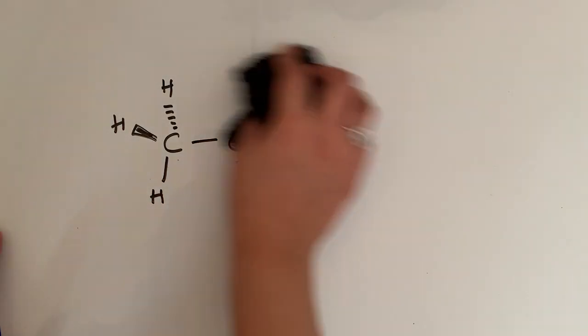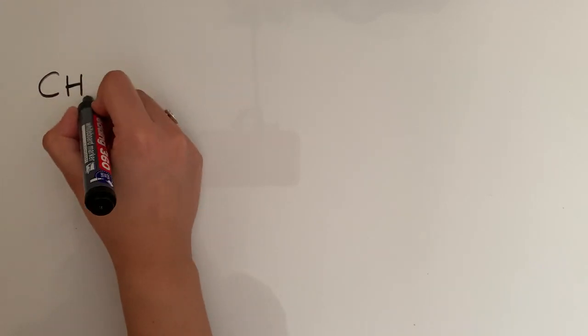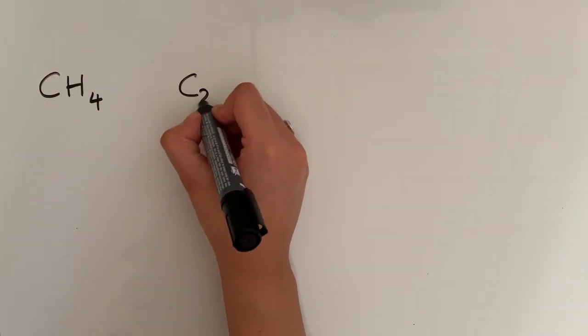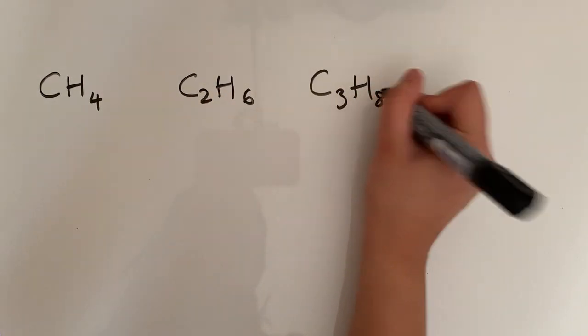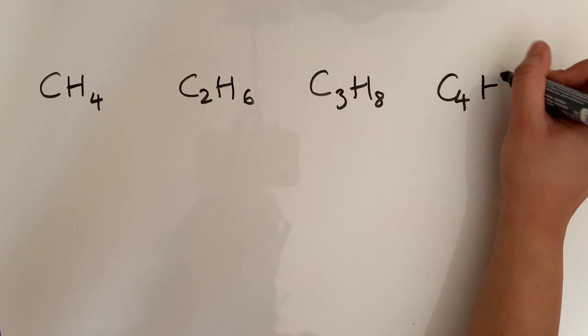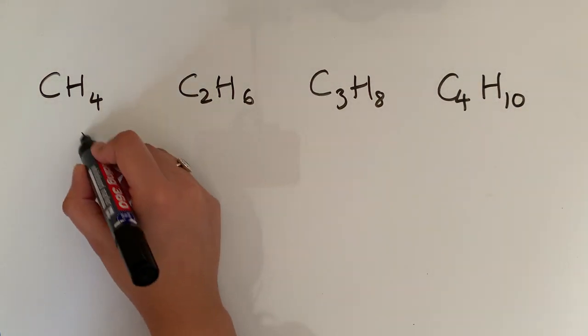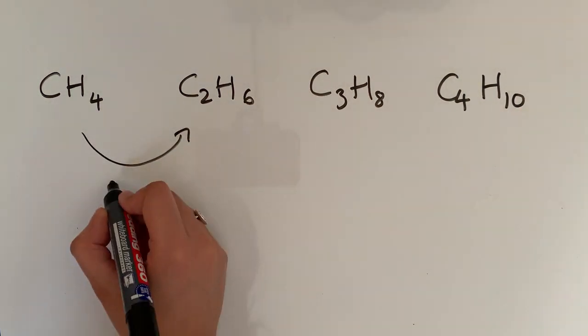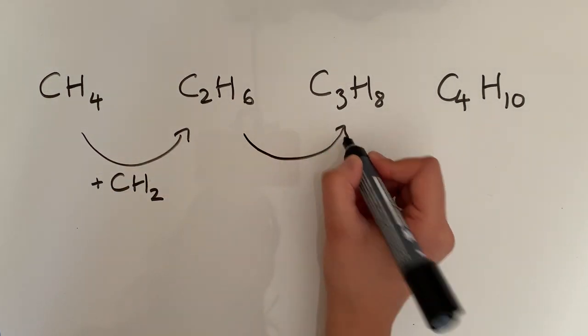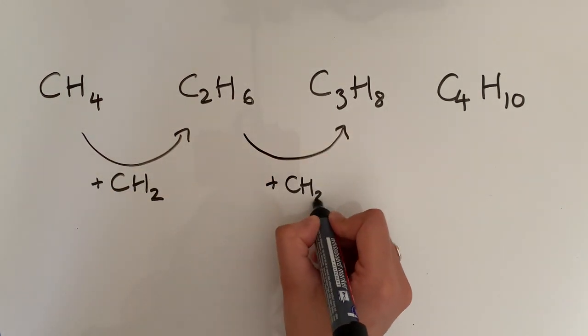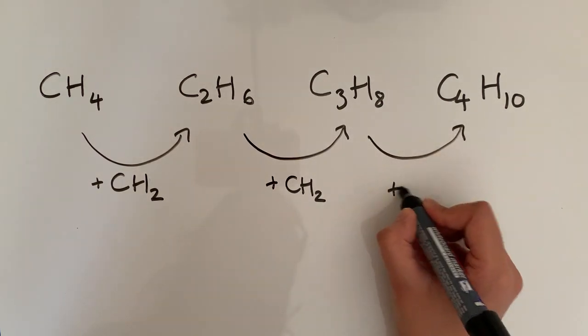It's also worth noting the reason that these all belong to the same homologous series. So if I do the first few of the alkane series, so CH4, C2H6, C3H8 and C4H10, if you look at these, the difference between all of them, as you can see, we are adding a CH2. So as we go from one to the next, we are adding a CH2 unit.